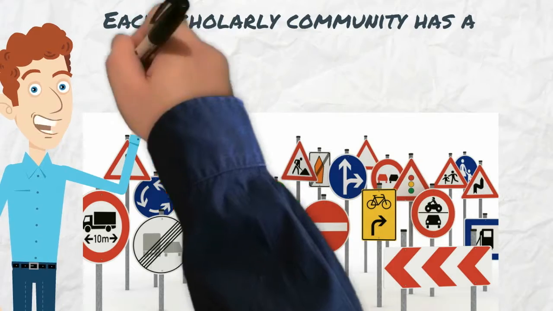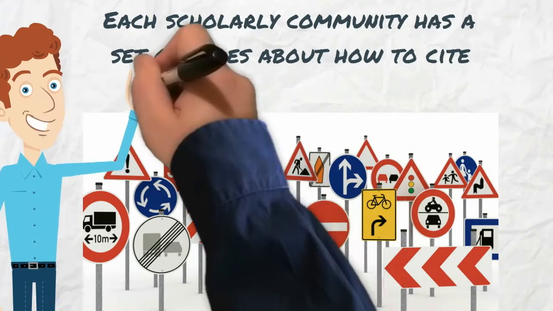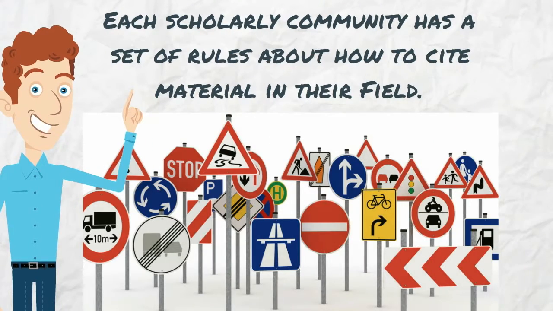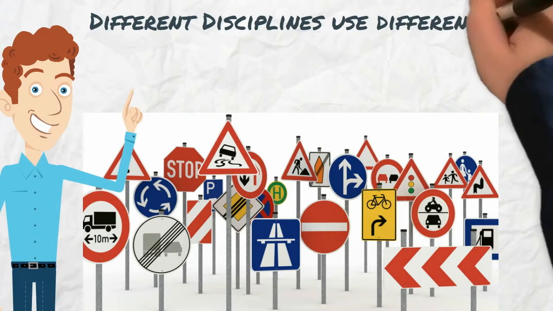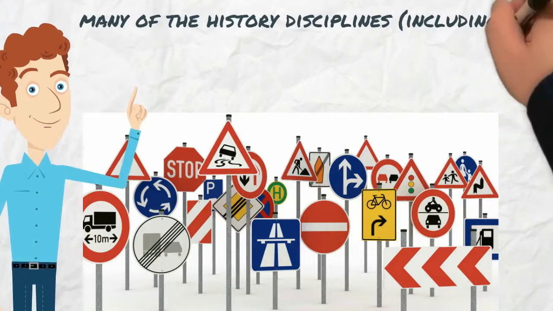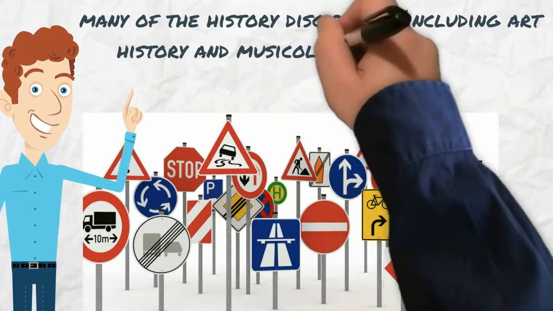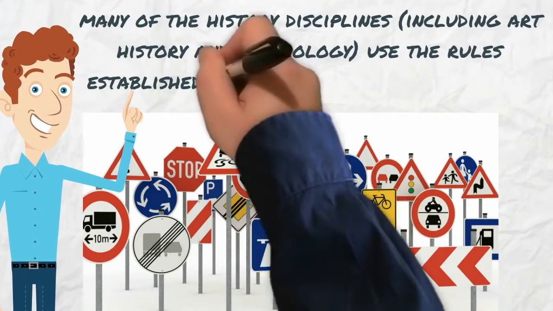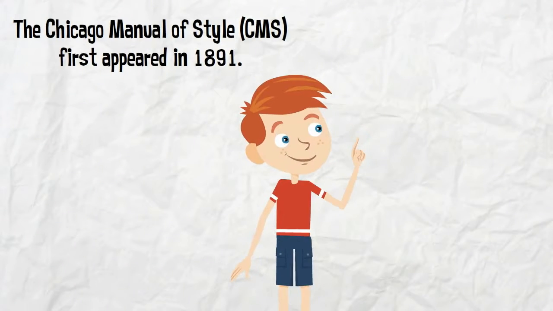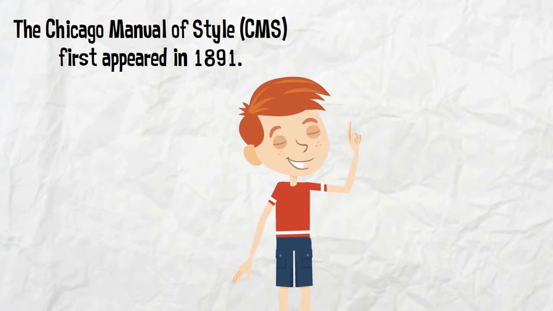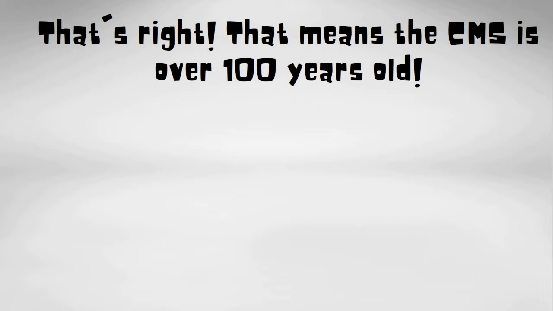Each scholarly community has a set of rules about how to cite material in their field. Different disciplines use different rules. Many of the history disciplines, including art history and musicology, use the rules established by the Chicago Manual of Style. The Chicago Manual of Style, CMS, first appeared in 1891. That's right, that means CMS is over 100 years old. Wow!